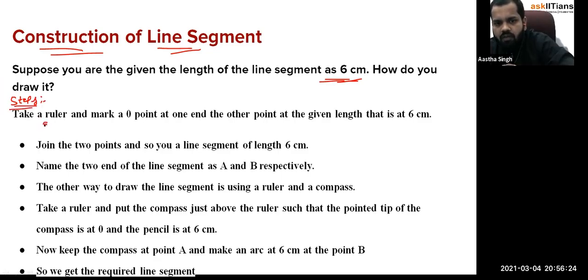Take a ruler or scale and mark a 0 point at one end and the other point at the given length, that is 6 centimeters. Join the 2 points and you get a line. Basically, take a ruler and mark 0 point and 6 centimeters at, suppose, A. This is the line segment of 6 centimeters. It is that easy, right? So name the two ends A and B.